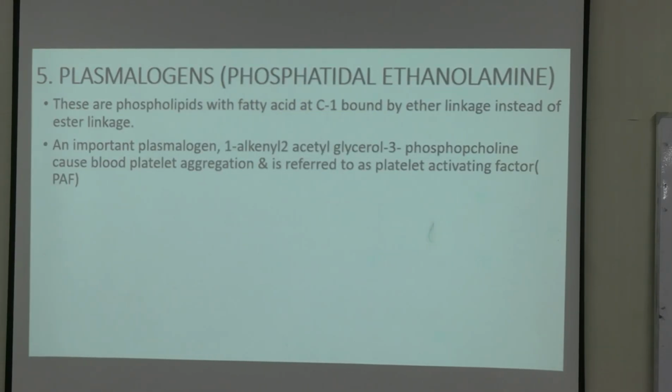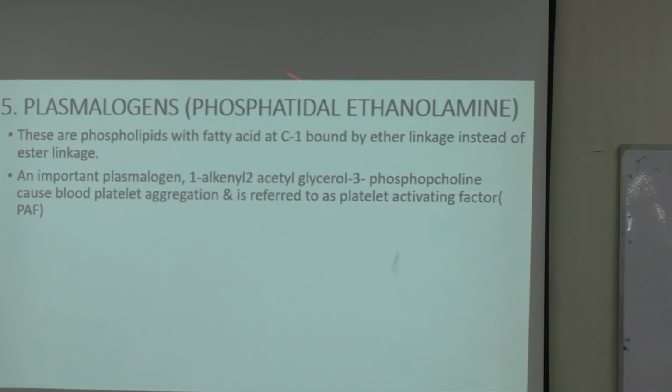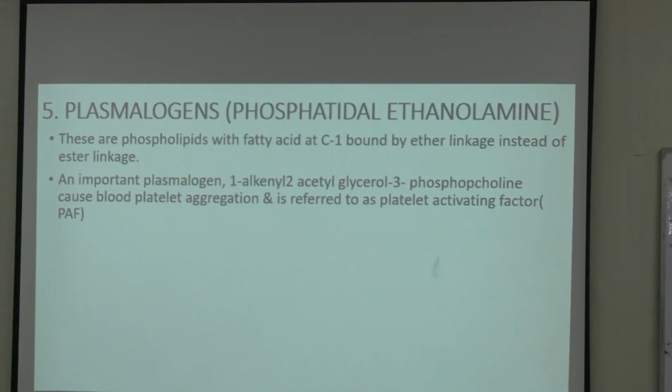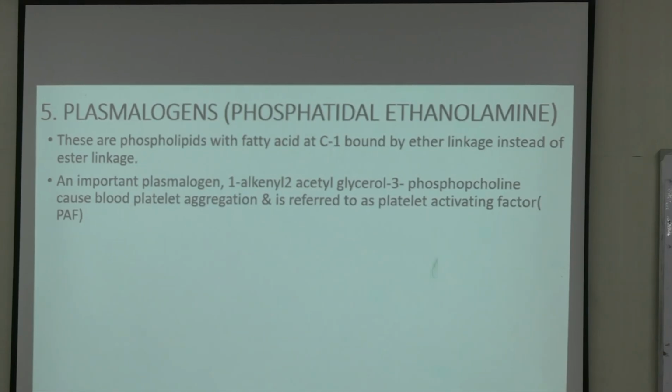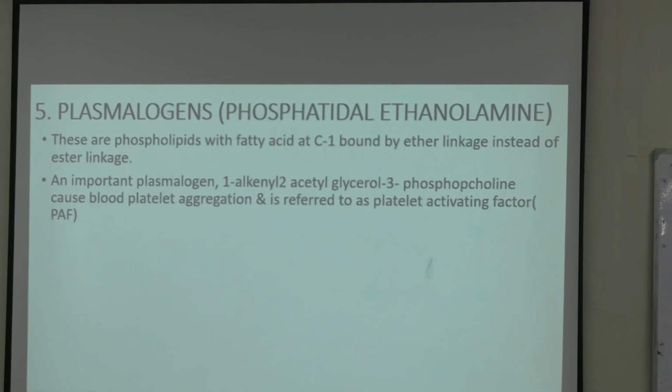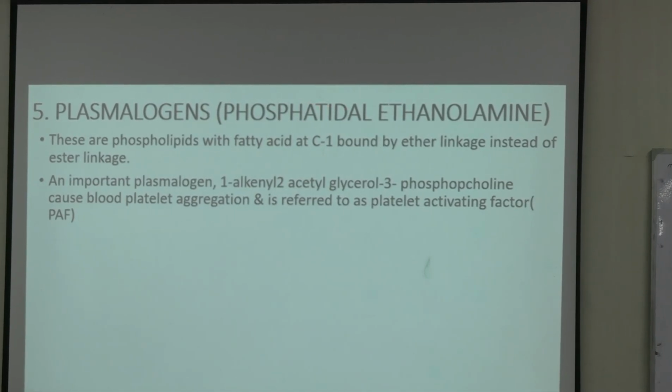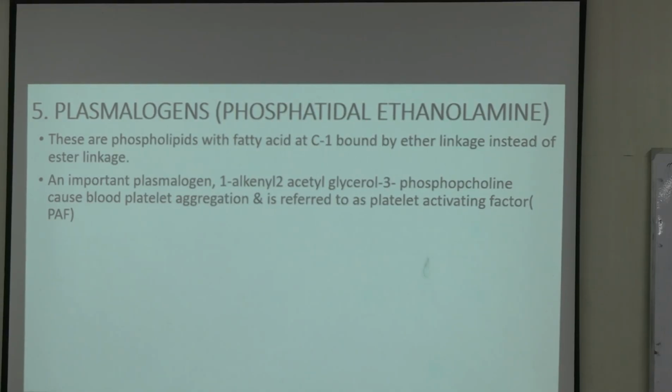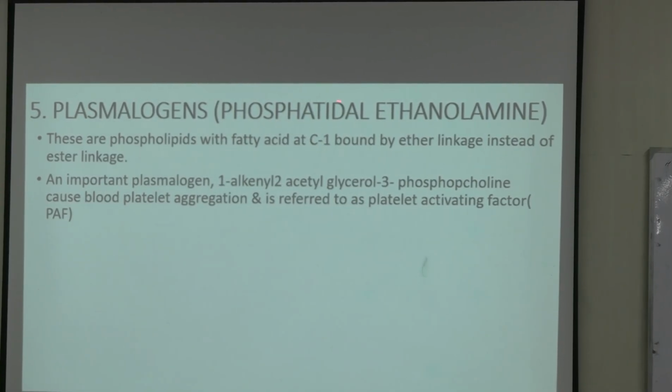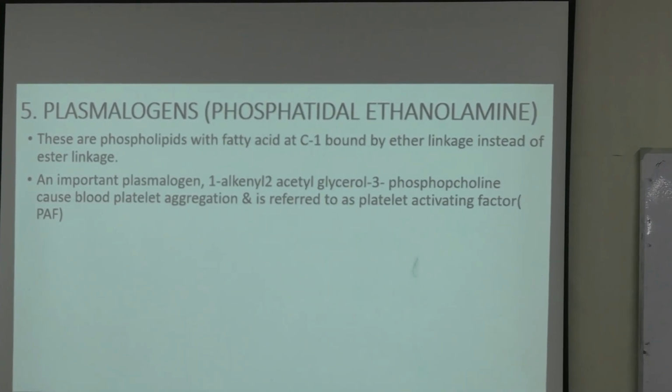And last was plasmalogen. We have a glycerol molecule. On C1 we have an ether linkage. Phosphatidic acid is there and ethanolamine is there, but we have an ether linkage at carbon 1, so it becomes our plasmalogen or phosphatidal. The previous one was phosphatidyl. This is phosphatidal. A multiple choice question will definitely come on this, okay?